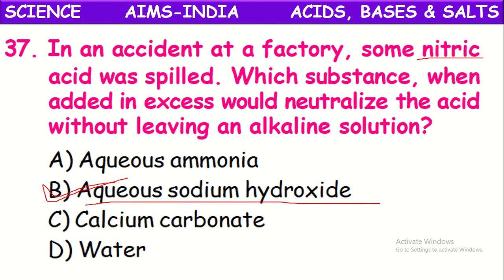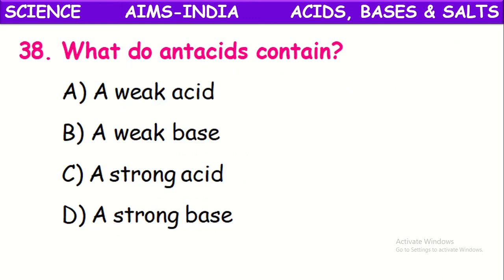Okay. Next, what do antacids contain? Antacid is nothing but the medicine which we take to control acidity. To neutralize the excess amount of acids produced in the body, we take these antacids. So these antacids contain mild or weak bases like magnesium hydroxide. Okay, a weak base is present in antacid.